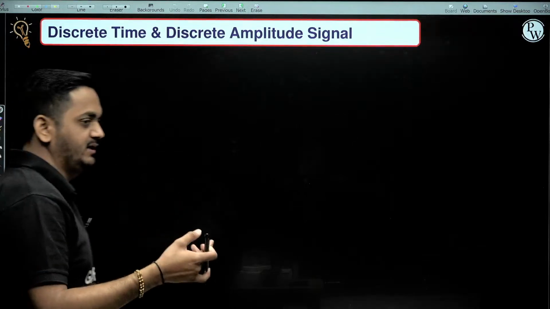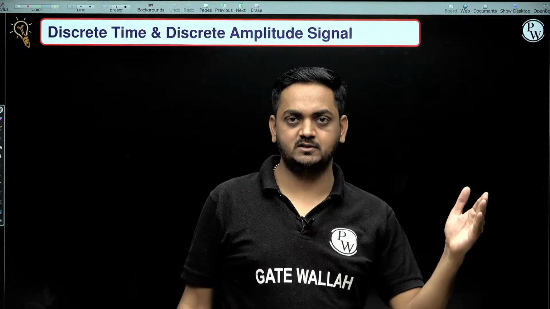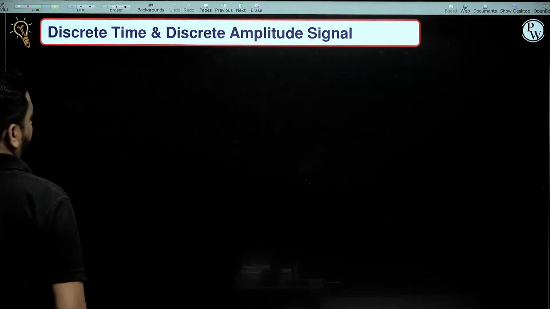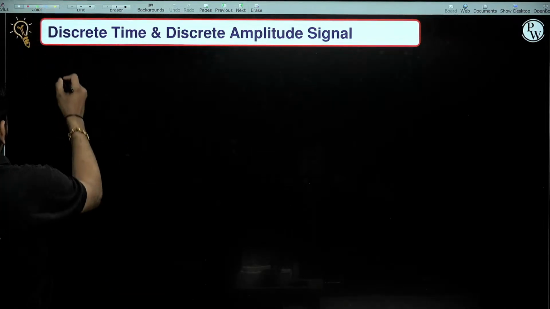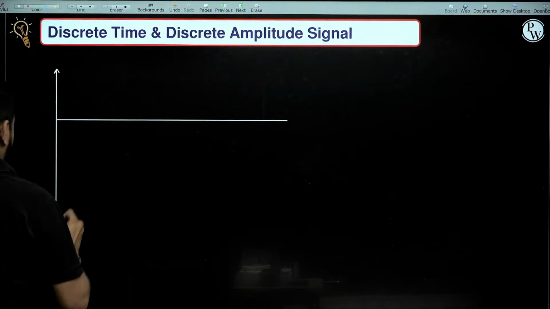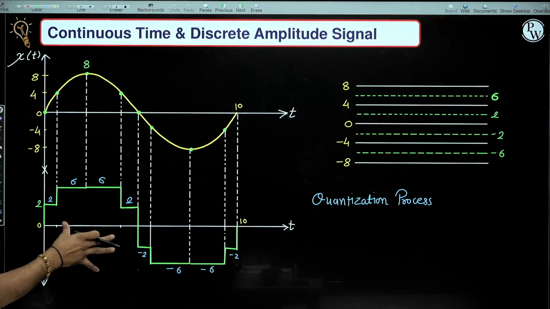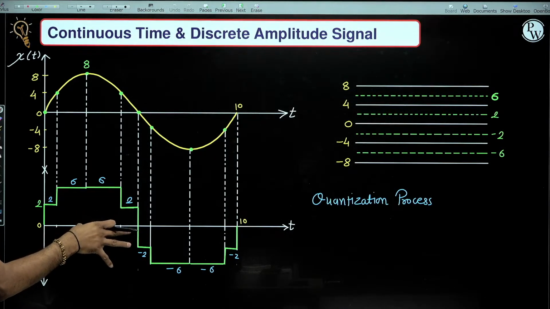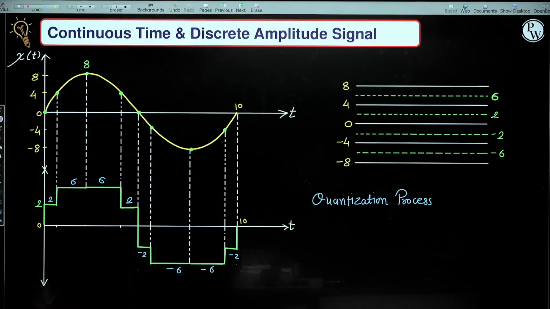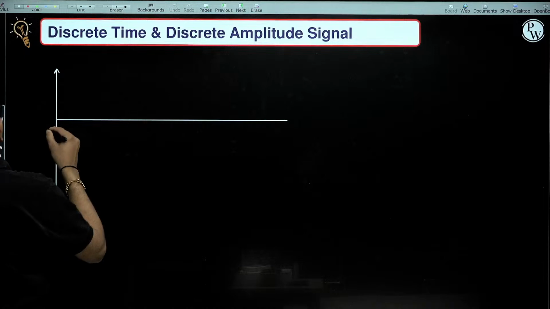So first the sampling process, then the quantization process. So you will get what? Continuous amplitude converted to discrete amplitude and discrete time signal, like this. Example: if you perform the sampling process on this signal, then you will get what, guys? You will get the discrete time signal. The example will be like this.